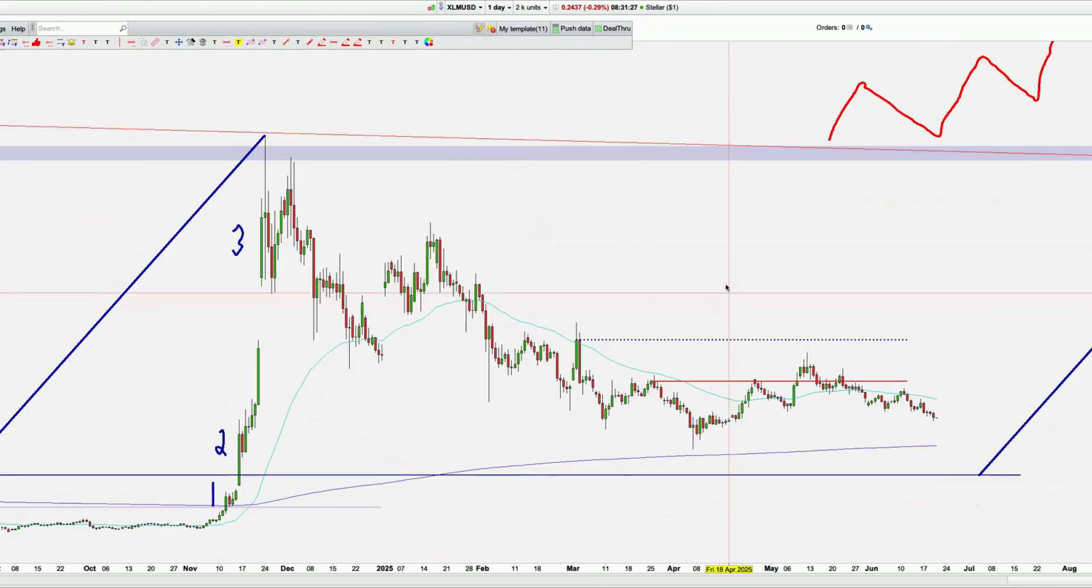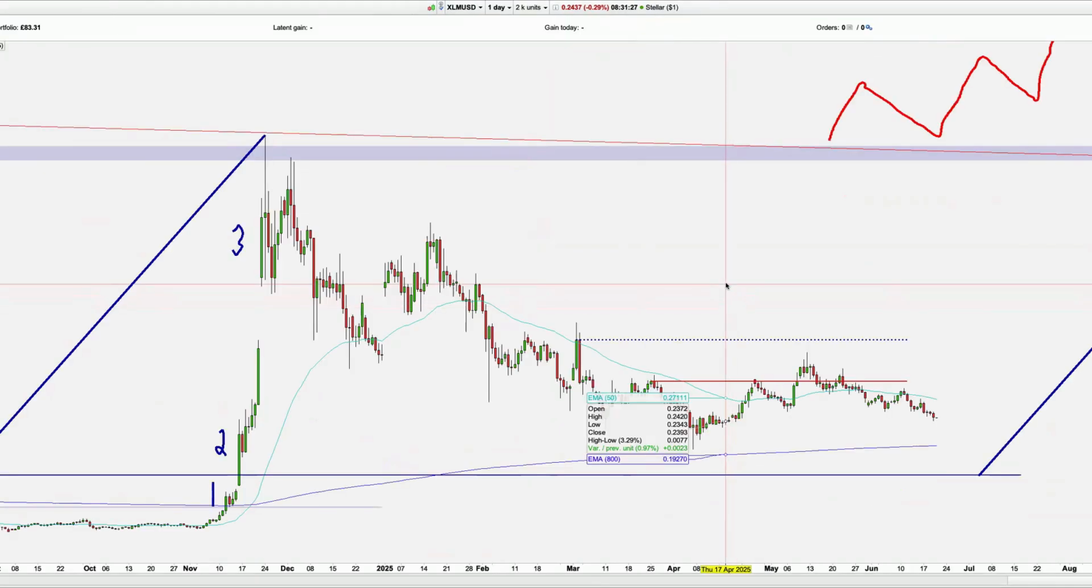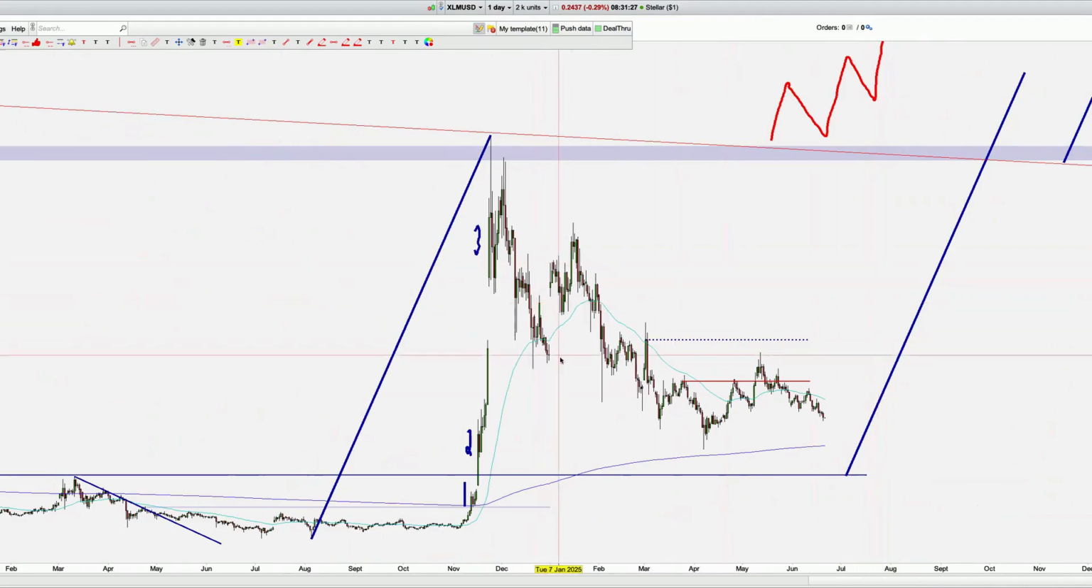Stella's a pig. Stella's a pig with the best potential. Not much to say. Still questioning whether this is a 1, 2, 3 to the low. Maybe, if so, buying. Worried about this little gap down here.